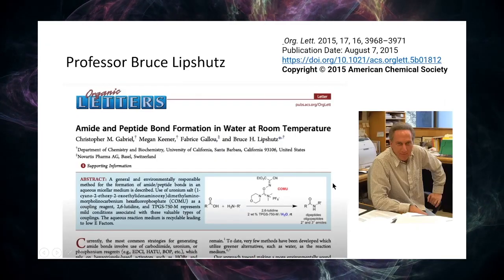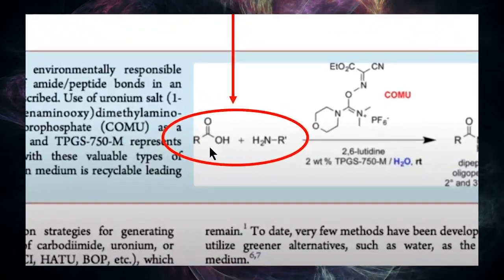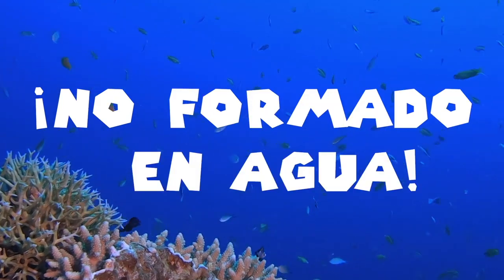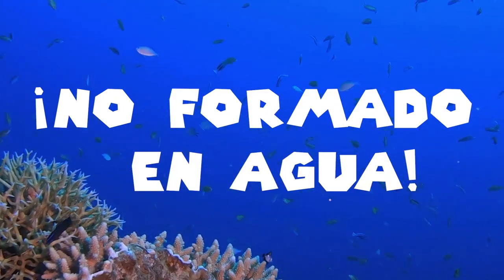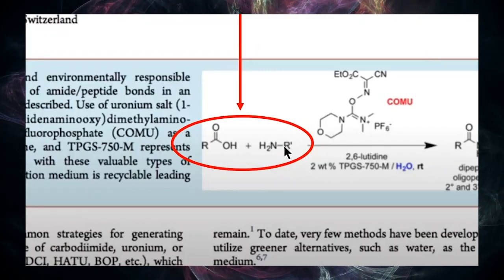And so here's the paper that he cited, and let's zoom in on this a little bit more. Here are the reagents. Bruce is not using amino acids in water. He's not. He's got a carboxylic acid coupling with an amine. He does not have free amino acids. They're not amino acids. They're not zwitterionic. Now, he does the chemistry.